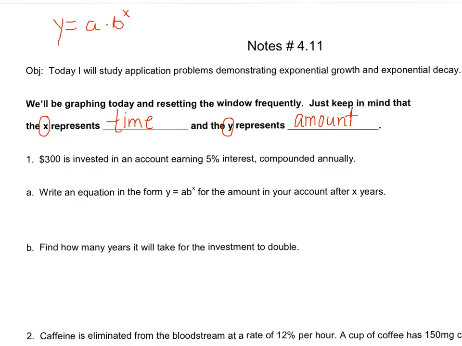So let's look at this first problem. We have $300 and it's invested in an account that earns 5% interest, compounded annually. They want us to write an equation in the form y equals a times b to the x for the amount in your account after x years. So again, x is our years, that's the amount of time, and then our amount is going to be a dollar amount. So y is going to represent the amount after x years.